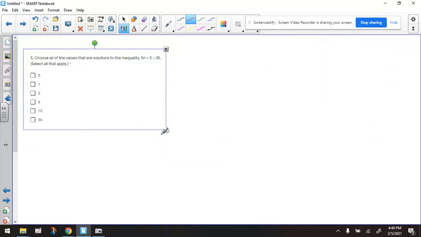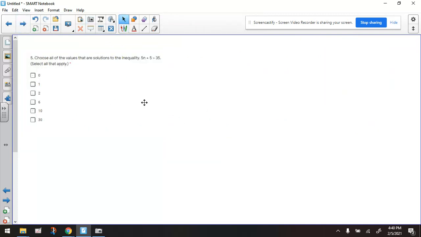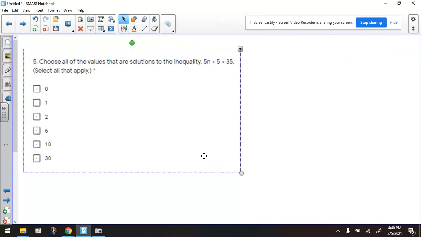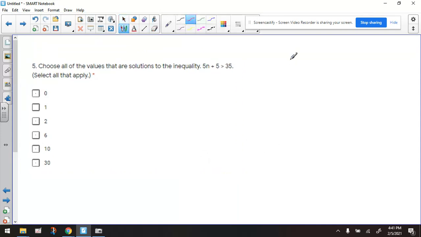All right, so let's take a look at number 5. Stretch it out, make it a little bit bigger. And let's rewrite it because it's a little small. We have 5n plus 5 is greater than 35. All right, so our standard protocol is to look for that add or subtract value that's on the same side of the inequality as the variable. Here's the variable. We're going to start with doing the opposite of add 5, which is subtract 5.